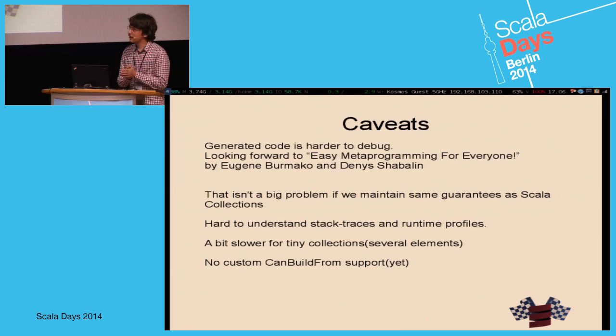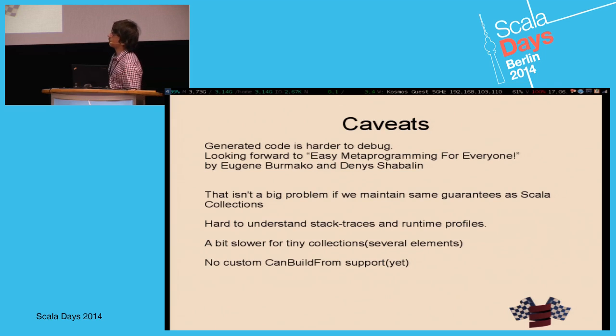There are several caveats of this project. First one, if you use an optimized block, as was shown in the previous slide, it will generate a lot of macro-generated code that has only a little to do with the code you originally wrote. So it's hard to debug at runtime. But it's not that big a problem because we're following the guarantees of Scala collections, and I'm not sure if anybody of you has tried to debug Scala collections internally. It's not a simple task. So in both cases, you're going into the dark wood.